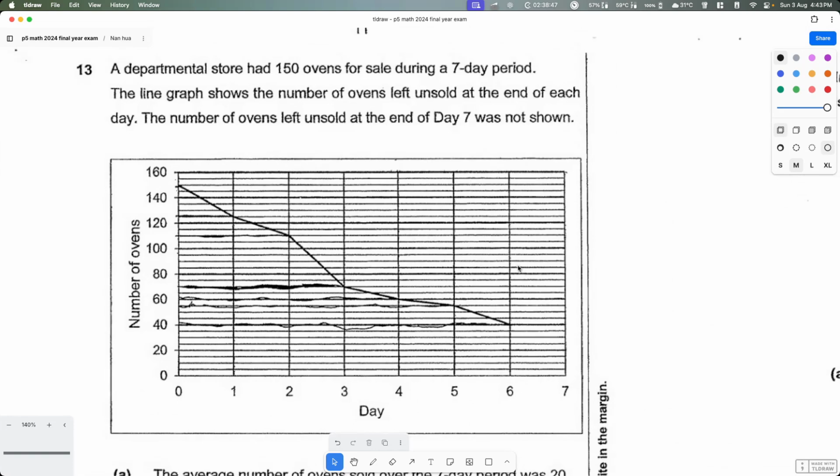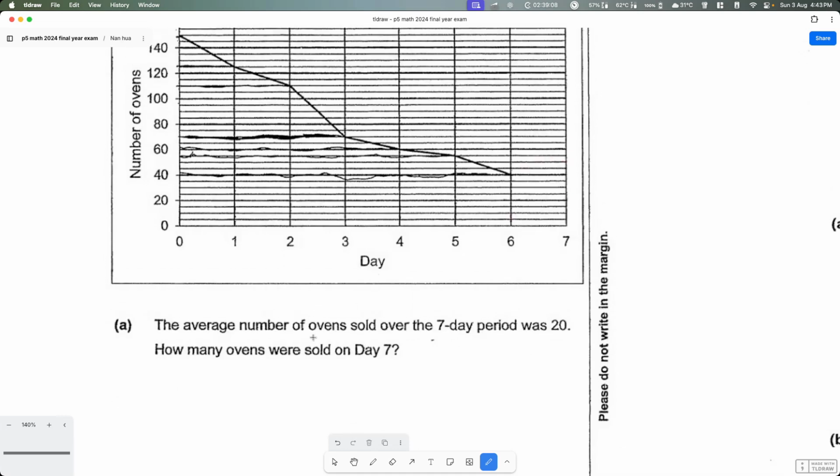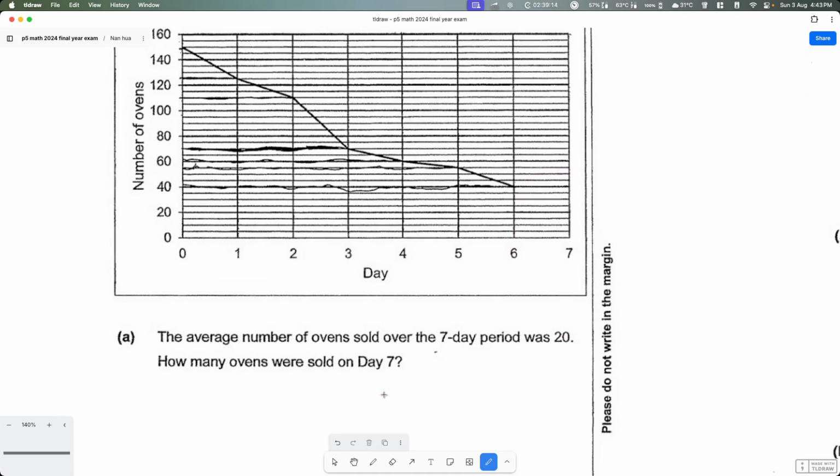All right, question number 13. A departmental store had 150 ovens for sale during a 7-day period. The line graph shows the number of ovens left unsold at the end of each day. The number of ovens left unsold at day 7 is not shown. Okay, so we don't know. The average number of ovens sold over the 7-day period was 20. How many ovens were sold on day 7?